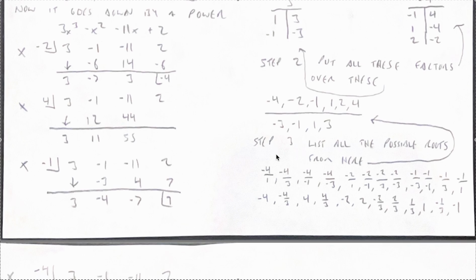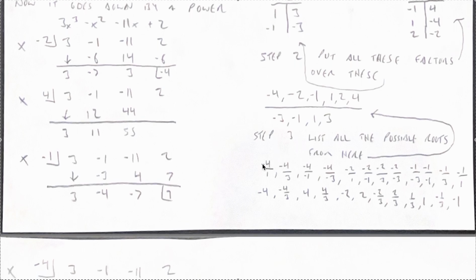Step 3 is you're going to list all possible roots from here. And this top one is the result of that. I just took this negative 4 and put it over all these numbers, 1, 3, negative 1, and negative 3. That was for the negative 4. And then I used the negative 2, and I did the same thing, put it over the 1, the negative 1, the 3, and the negative 3. I did the same thing for the negative 1s here. I didn't do the 1, the 2, and the 4 because it's the same thing as these except for negative, and I already have those highlighted.